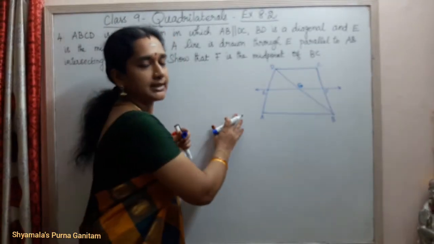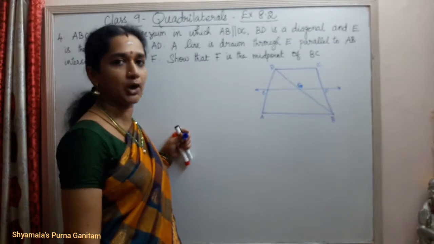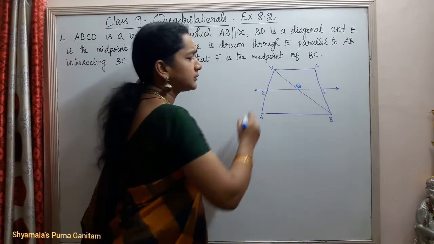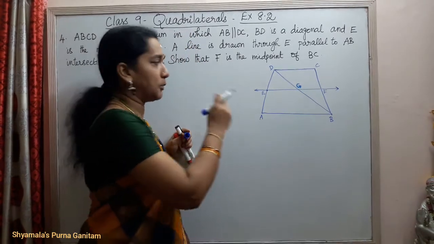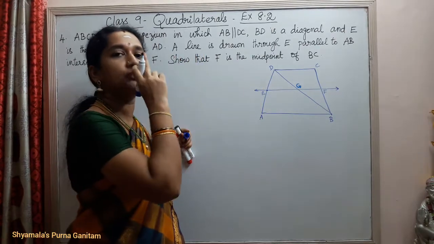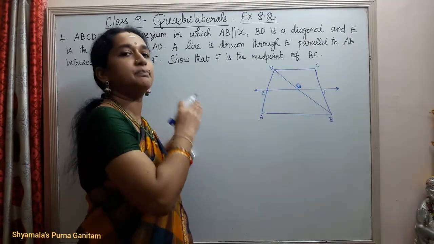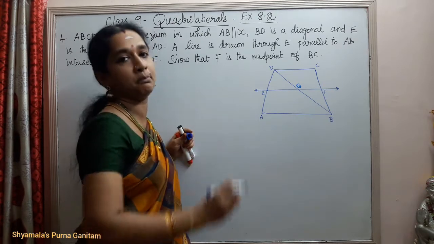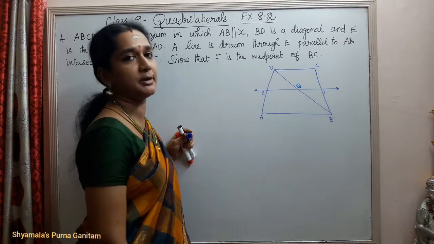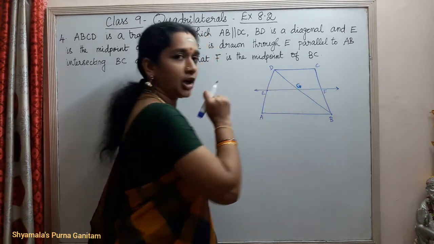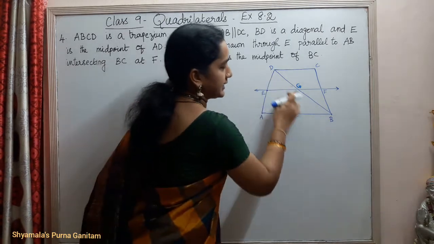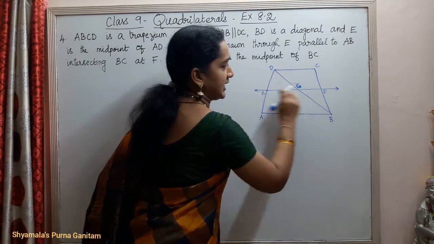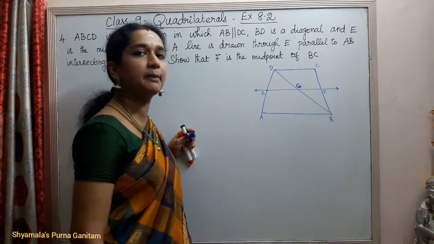Okay, so we will prove this sum using the converse of the midpoint theorem. What is the converse of the midpoint theorem? A line segment drawn through the midpoint of one side of a triangle, parallel to the second side, will definitely meet the third side at the midpoint only. Now, this G is not given in the question. We will take the point where EF and BD meet, and keep it as G.